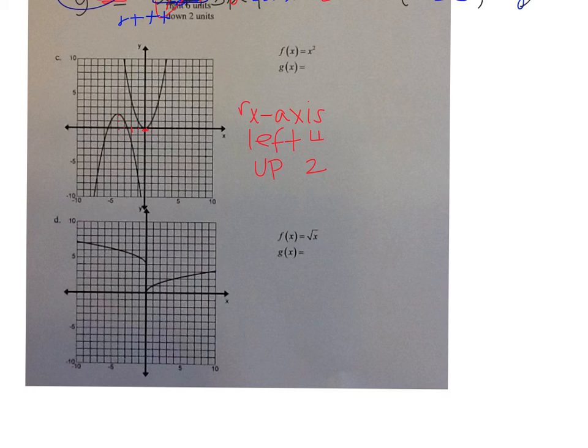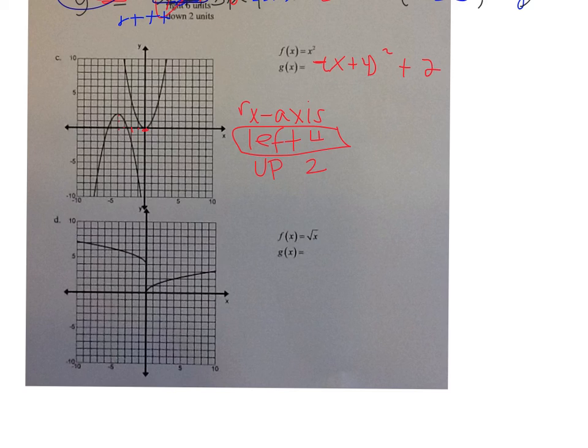So we have in parentheses, squared, because I'm going to change my x value first. That would be the left 4, so that would be x plus 4. Up 2 is changing the y values, so that goes on the outside. And the reflection over the x-axis means you change y, so that goes on the outside too. So you change the whole y value.